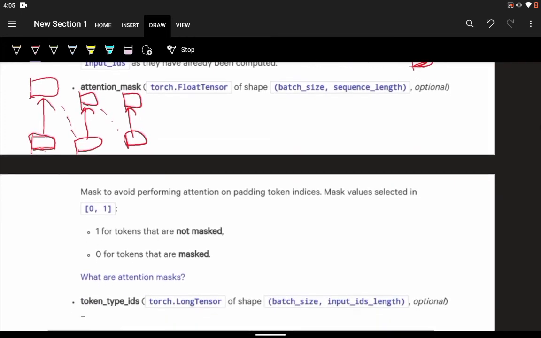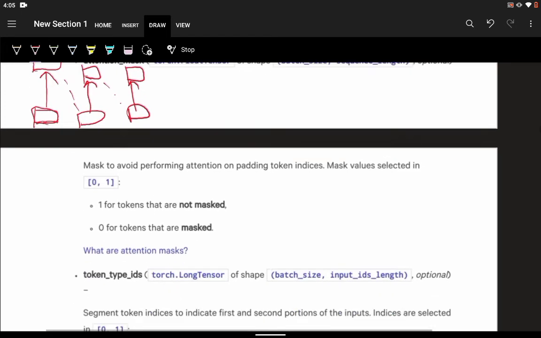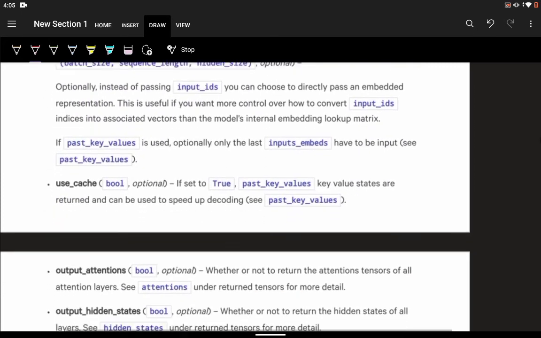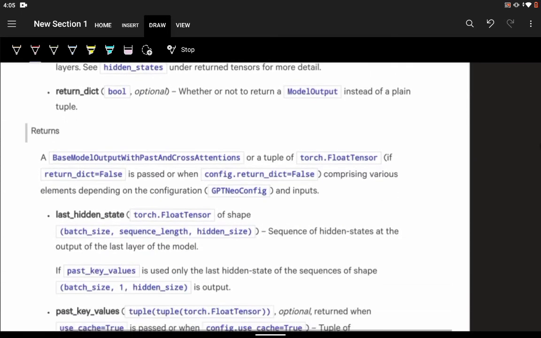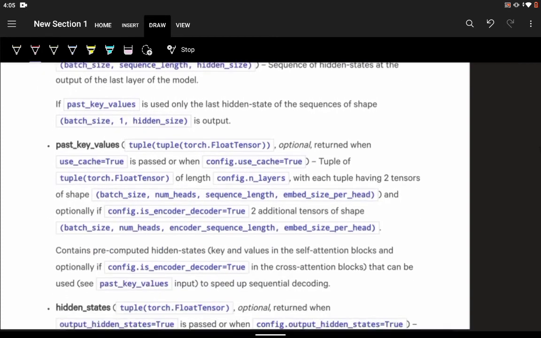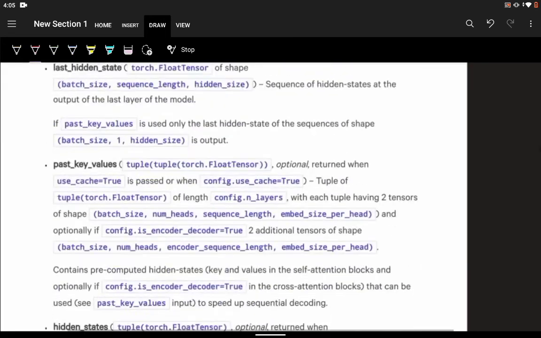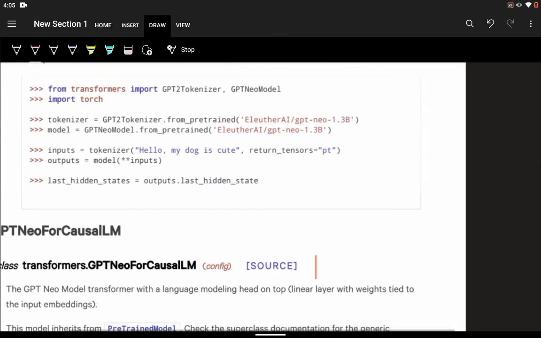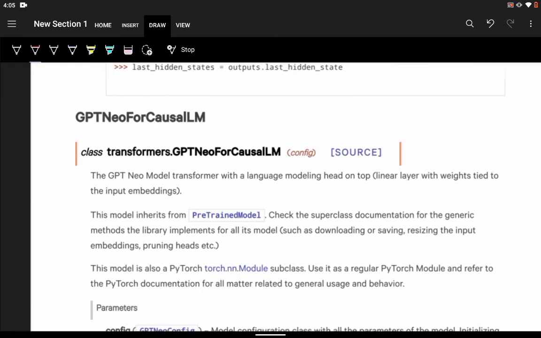Yeah. So attention mask. Again, these things are all common. Here we'll be only discussing things that are specific to GPT-Neo, right? These are all quite common. Okay, so here GPT-Neo for causal language modeling.